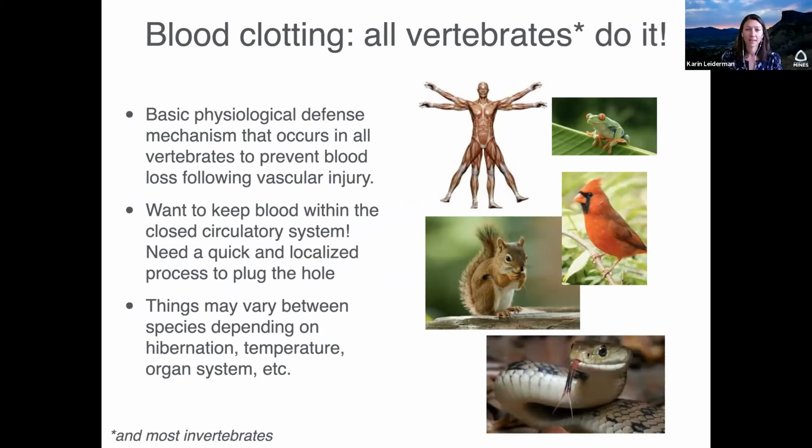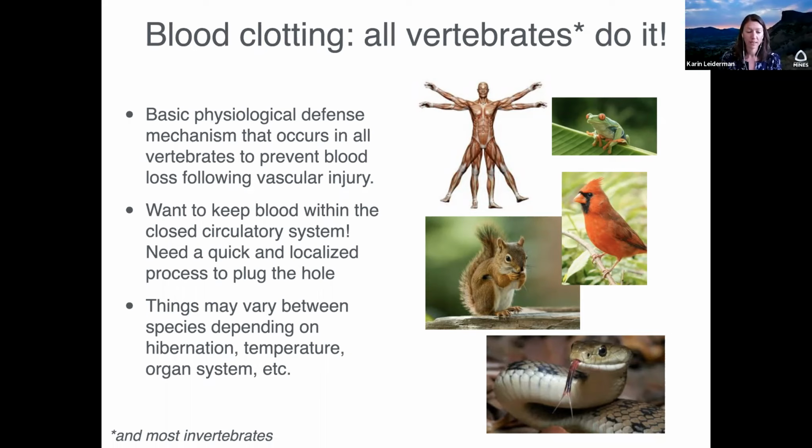So blood clotting is a basic defense mechanism for all vertebrates, right? All animals with backbones, including mammals, birds, reptiles, amphibians, and fish. And most invertebrates actually also have a clotting mechanism. But we as humans want to keep our blood within our closed circulatory system, as we need it to transport oxygen and other nutrients around the body. In short, we need a quick, efficient way to stop the leakage of blood that is localized to the site of injury where there's bleeding.